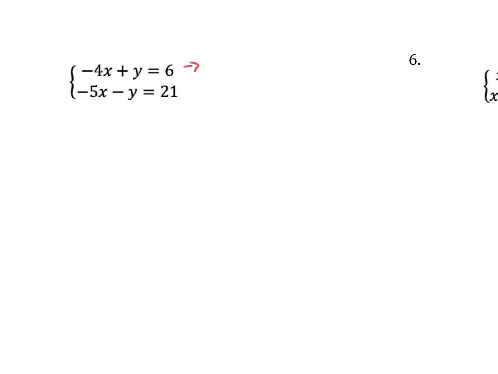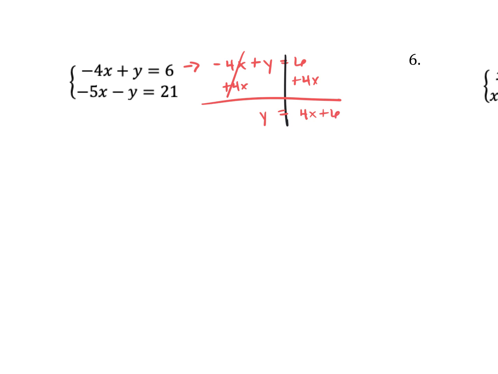So I want to get this -4x plus y equals 6. Okay, so again, if we want to get that y by itself, we're going to add 4x on both sides. Okay, so my 4x's are gone. I got y equals, I'm not going to put my 4x and my 6 together. I'm just going to say 4x plus 6.